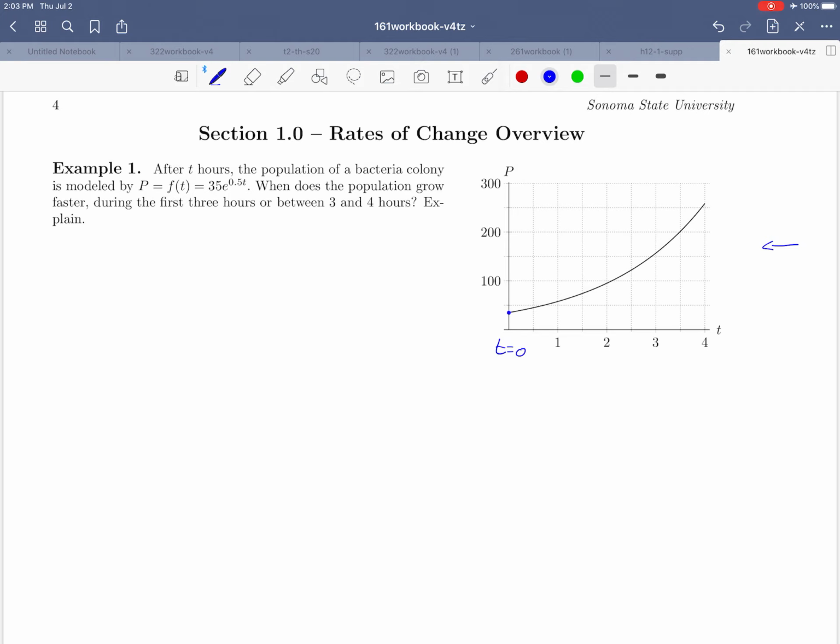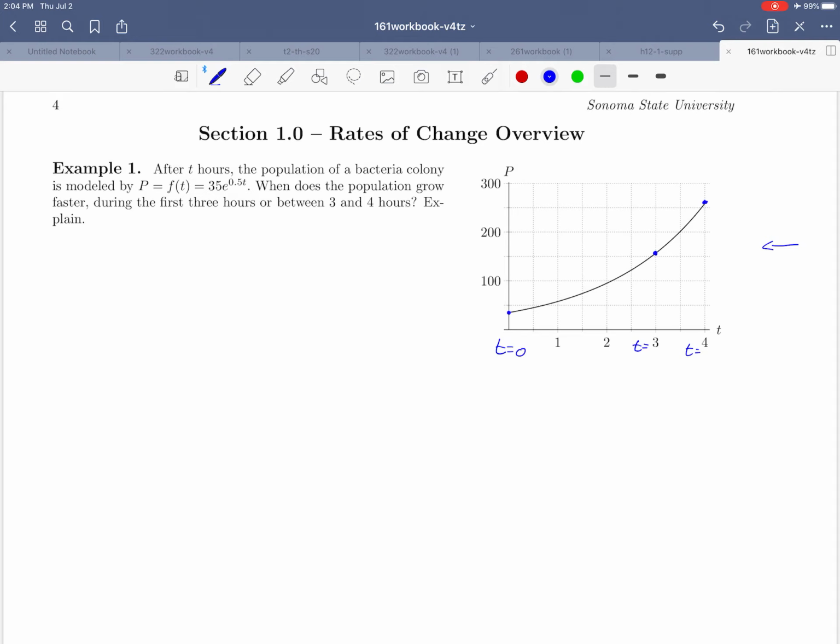And the question in this problem that we'd like to answer is: is it growing faster between t equals 0 and t equals 3, or between t equals 3 and t equals 4? That's the question. So to figure that out, let's look at what the population numbers are at those times. We already estimated at t equals 0, it's a little below 50, around 40. At t equals 3, we can go up to the graph and see that the population of bacteria is about 150, a little bit bigger. And at t equals 4, it's about 250, 260 over here.